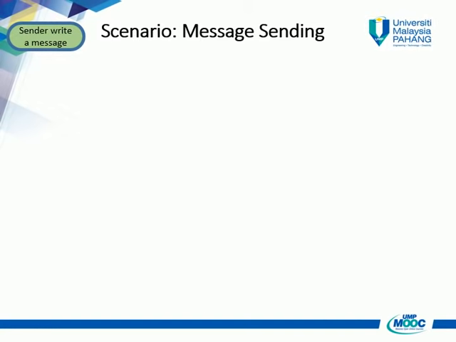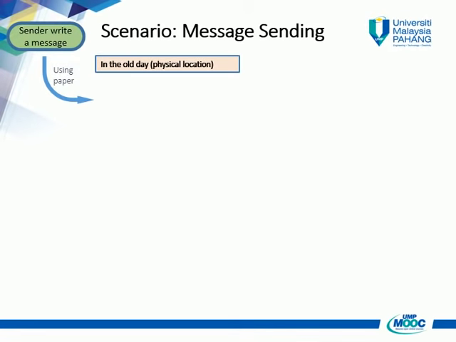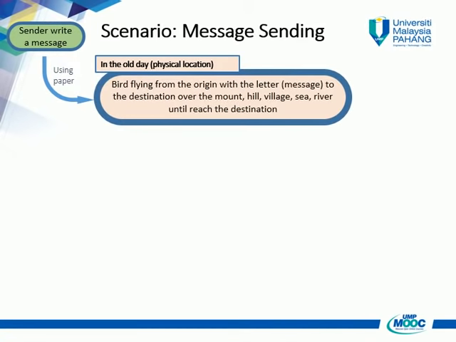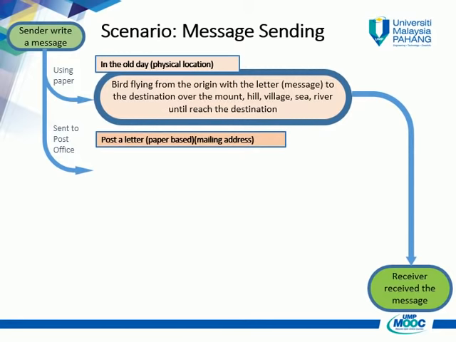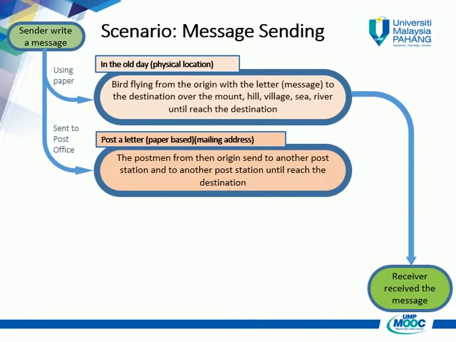This is an example of sending a message between two people at two different locations. In the old days, based on different physical locations, a bird flew from the origin with the letter message to the destination over mountains, hills, villages, seas and rivers until it reached the receiver. It takes a longer time. After that, with the post office system, the mechanism of posting letters is more systematic but depends on human performance and procedure.